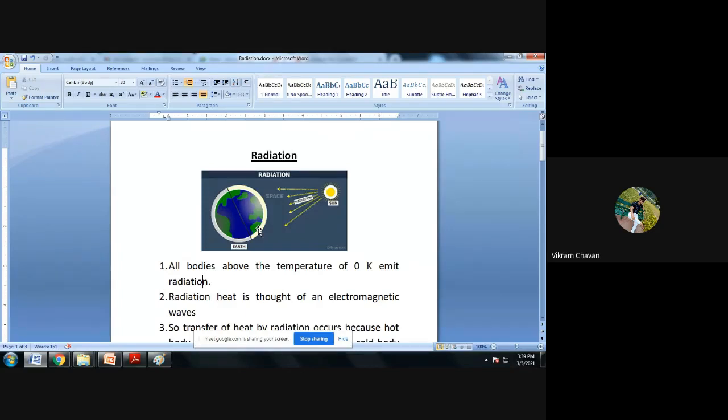Because we know that light does not require any medium to propagate or travel. It can also travel through vacuum. In a similar manner, with these light rays, electromagnetic waves are also propagating.